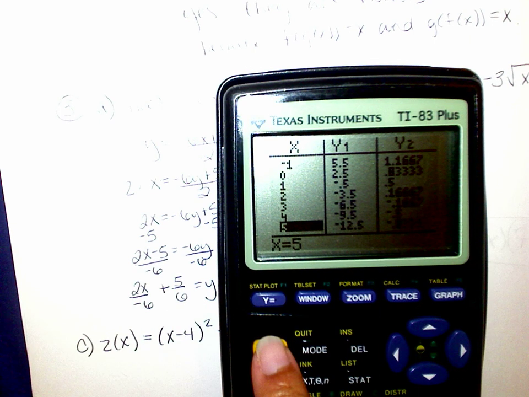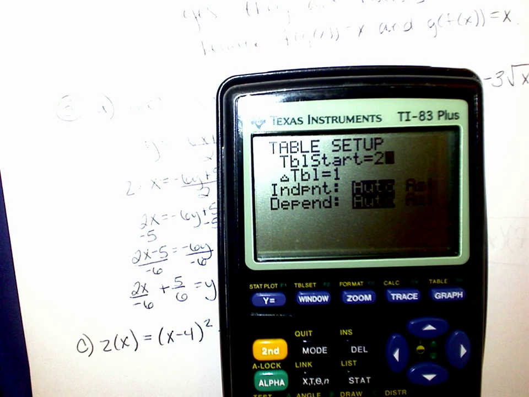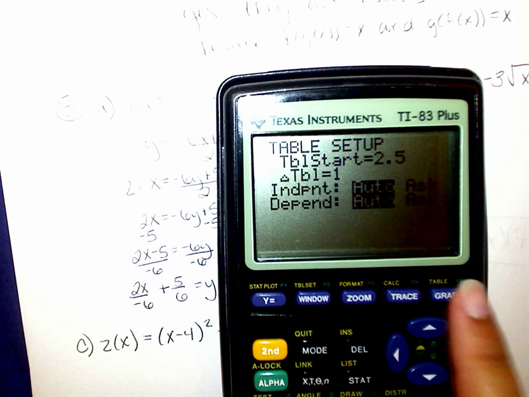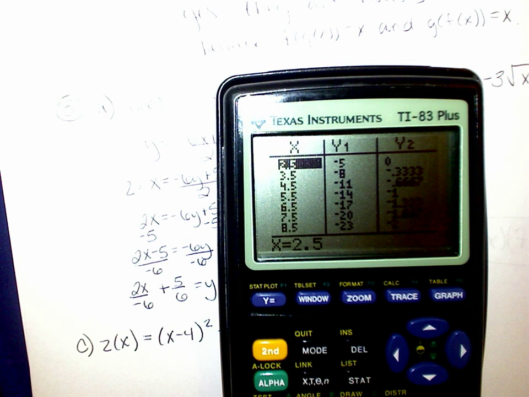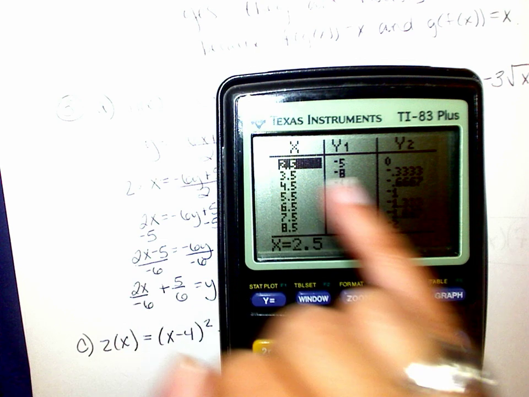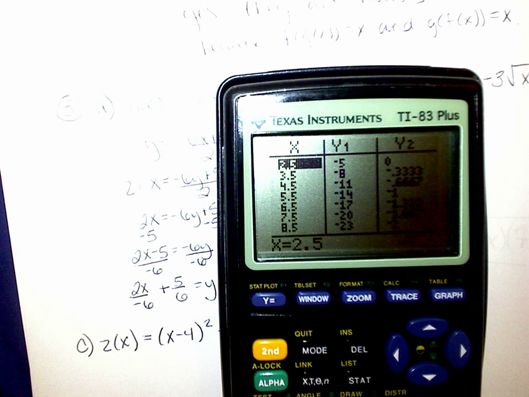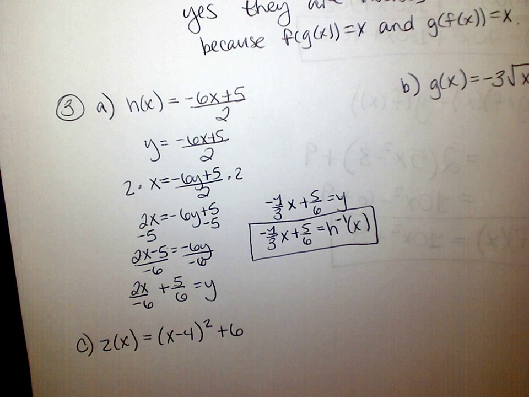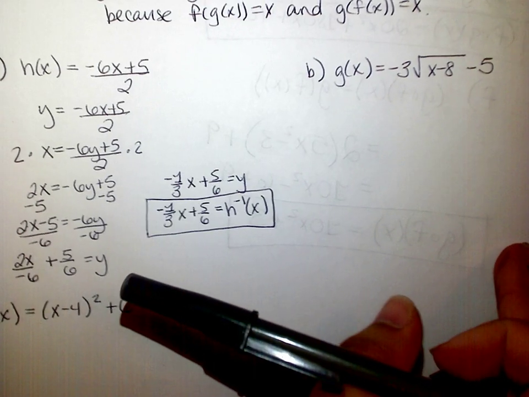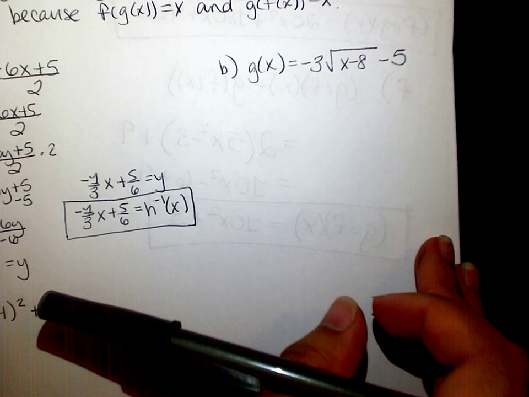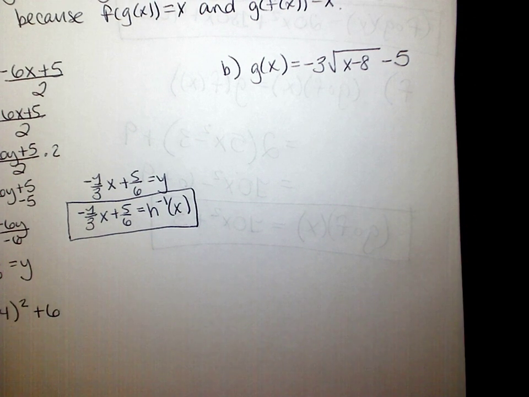So go to second table set, 2.5, second graph. So inputting 2.5 gives us 0. So x and y are switched, so the two are inverses of each other. Alright, so now let's look at B. We're going to follow the same process we did for A.